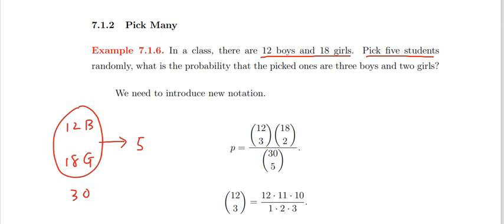So if we consider one by one, what is the probability that we get 3 boys and 2 girls among the 5? It could be boy, boy, boy: the first one is a boy, the second is a boy, the third is a boy, then a girl and a girl. So this one has 3 boys and 2 girls.